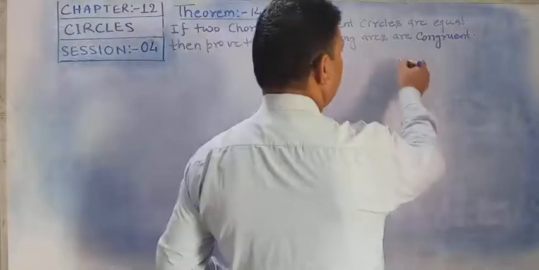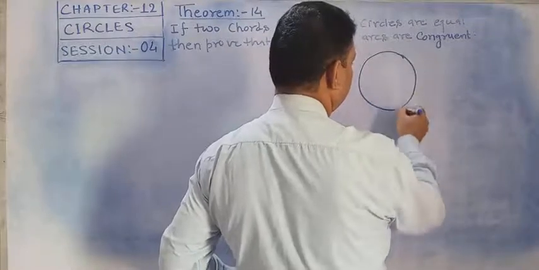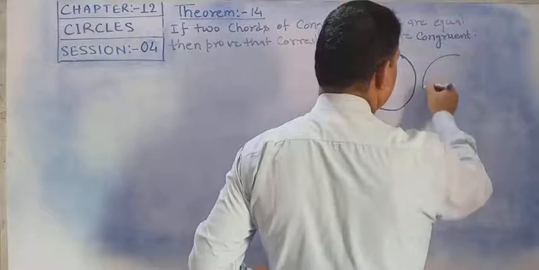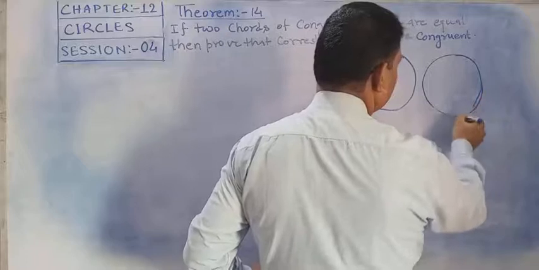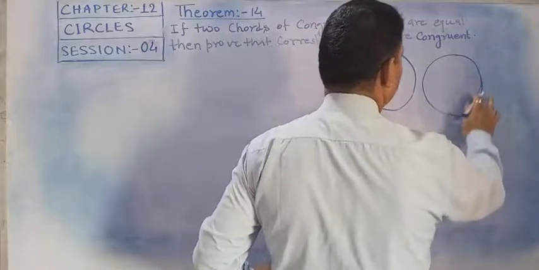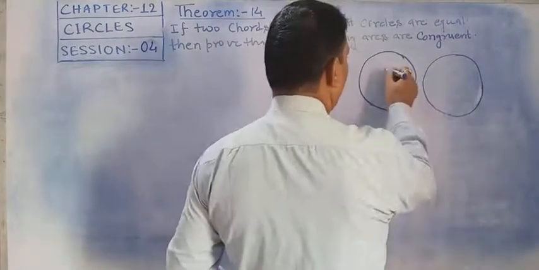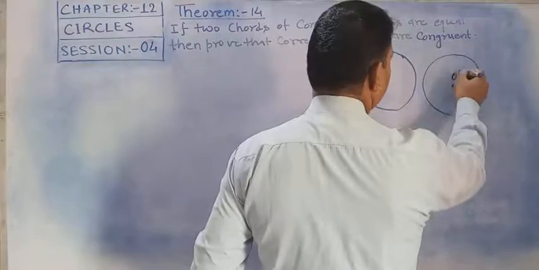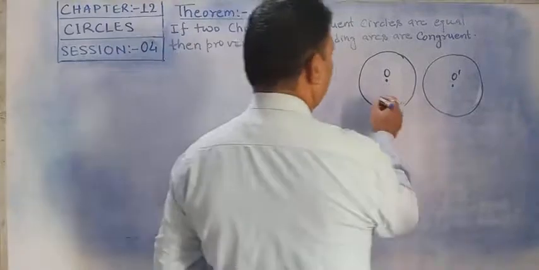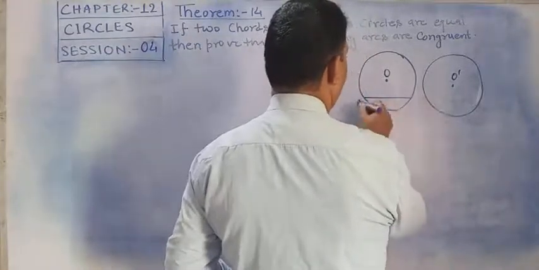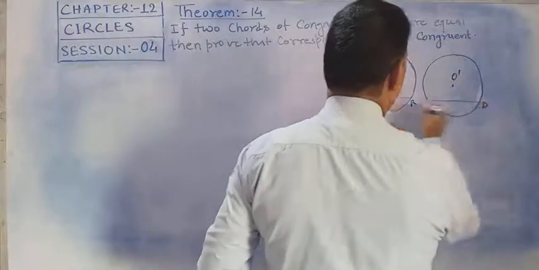So we consider two circles, they are two congruent circles, in which this is the center O, this is the center O dash. So the two chords of the congruent circles are equal. We suppose this is the chord AB for the first circle and this is the chord CD for the second circle, and these two chords are equal.